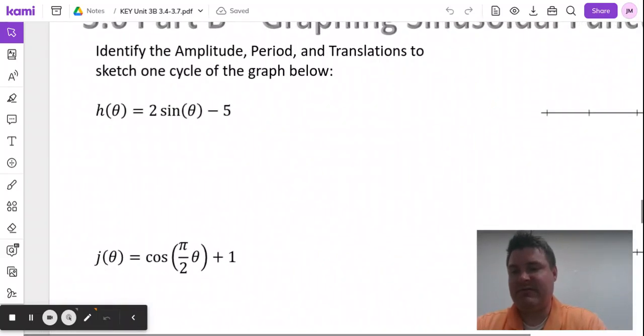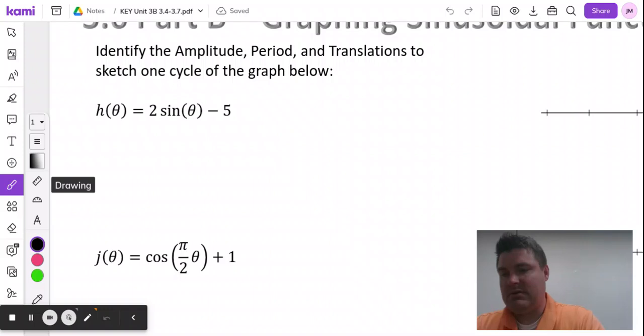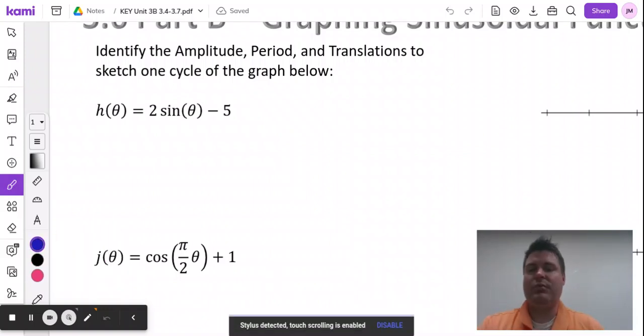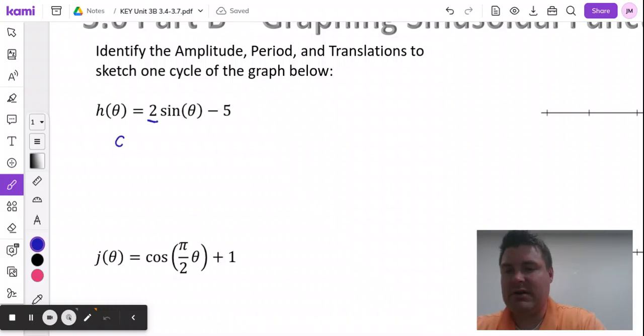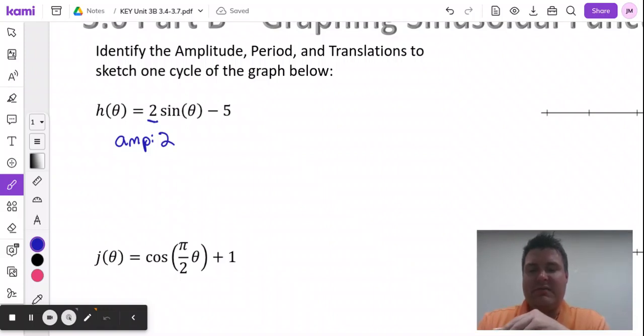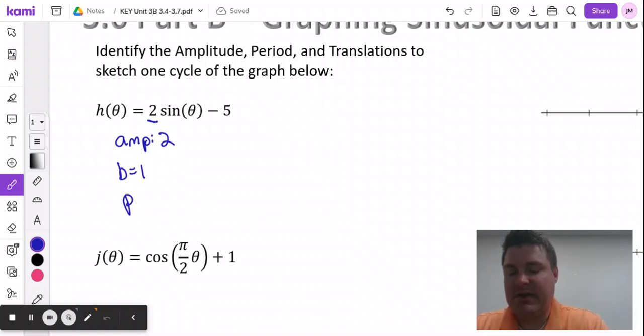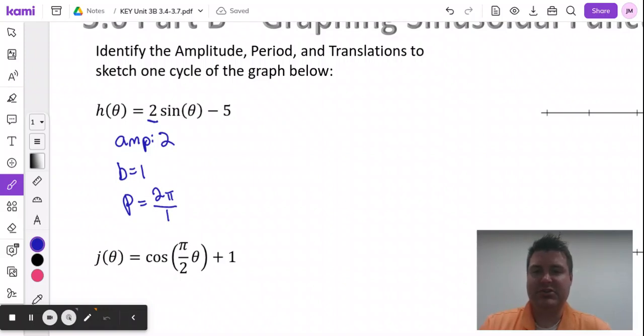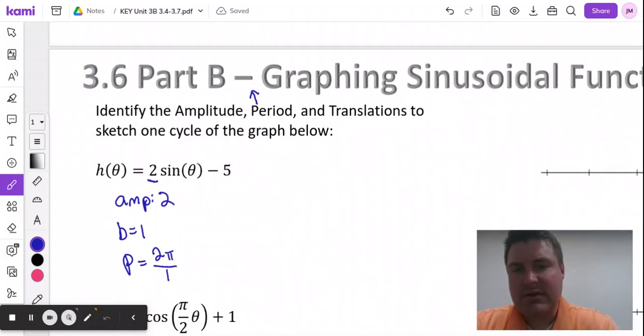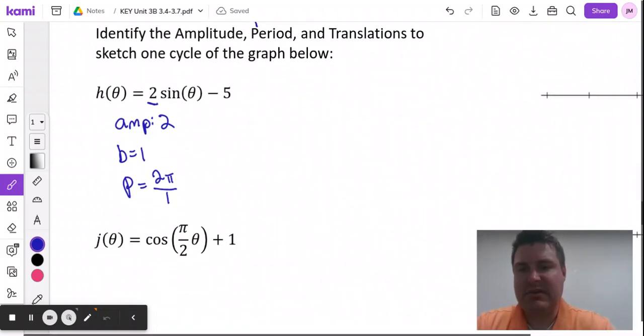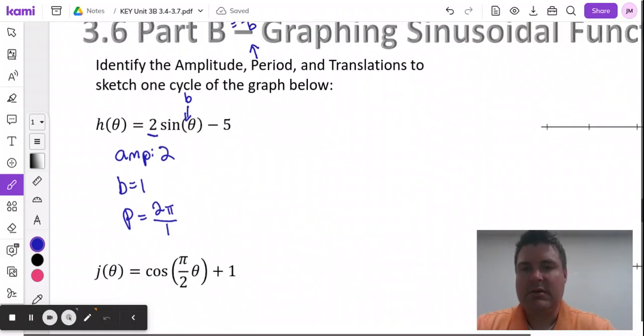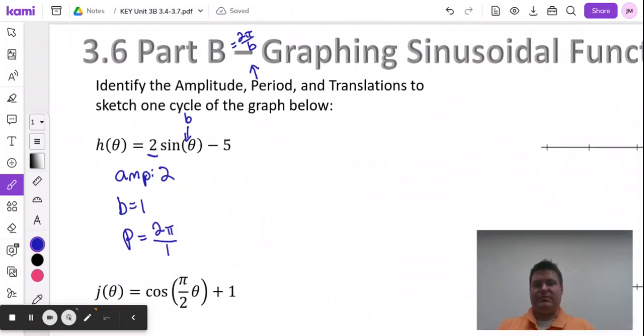Okay, here we go. So for H here, we have an amplitude of 2. So our amplitude is 2. We don't have anything going on weird with the period because our B value is 1. So because of that, our period is going to be 2 pi over 1. If our B value is different, we would change it. This is equal to 2 pi over B, so this is the B value right here, as you can see. So our period is 2 pi.